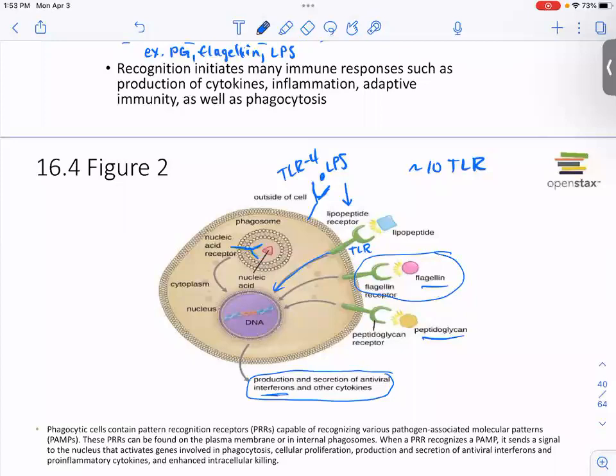That's in the outer membrane of gram negatives, so the outside of the peptidoglycan layer. Part of that is lipid A, which is otherwise known as endotoxin. Endotoxin is part of that lipopolysaccharide.